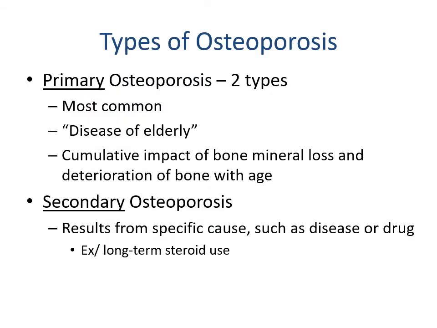So looking at our different types of osteoporosis, we'll talk about the two different types. Primary osteoporosis is the most common and is a disease of the elderly, and we're looking at the cumulative impact of bone mineral loss and deterioration of bone with age. Then we also have secondary osteoporosis, and this results from a specific cause such as a disease or drug, the most famous one being long-term steroid use or corticosteroids, aka prednisone.